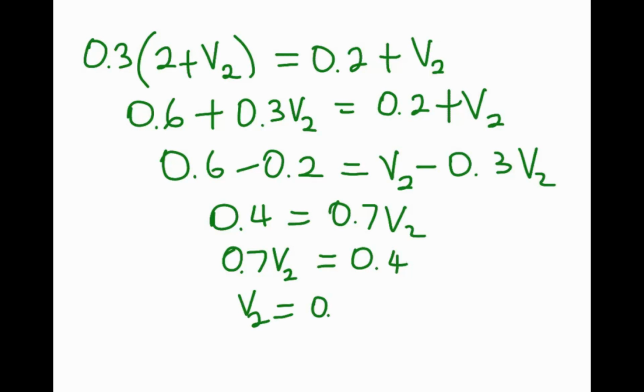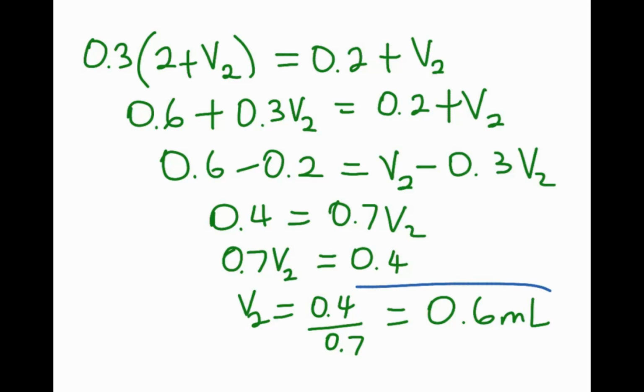V2 is 0.4 divided by 0.7. And you are told to round it to the nearest tenth. So when we round, it's approximately 0.6 milliliters. And that becomes our answer.